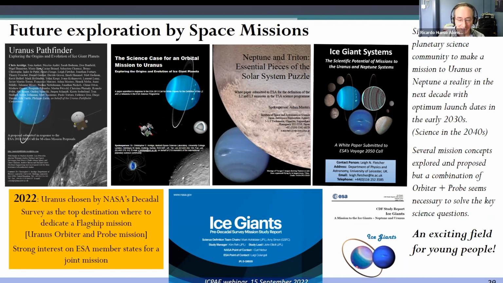And in the last decadal survey, released earlier this year, NASA has declared Uranus as the top destination where to develop a dedicated flagship mission, a very expensive mission with capability to develop an orbiter and a probe mission. And of course, there is a strong interest of ESA member states and other countries to participate in such a joint mission, and many different researchers are moving to try to participate in that mission, with many white papers published over the last 4 to 5 years.